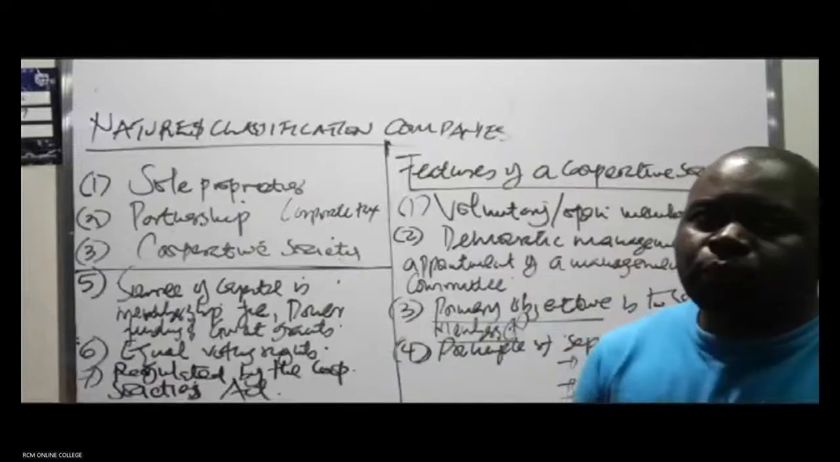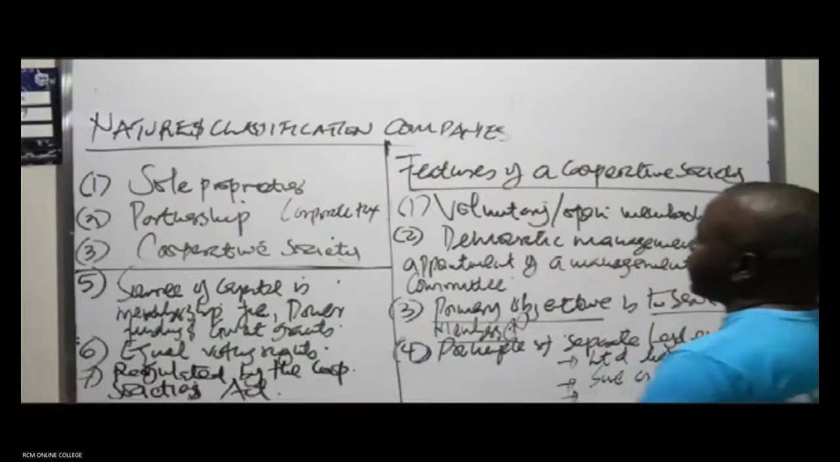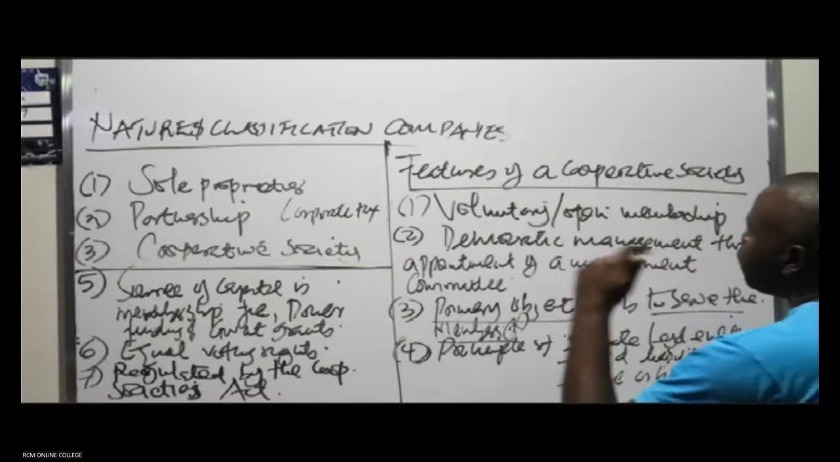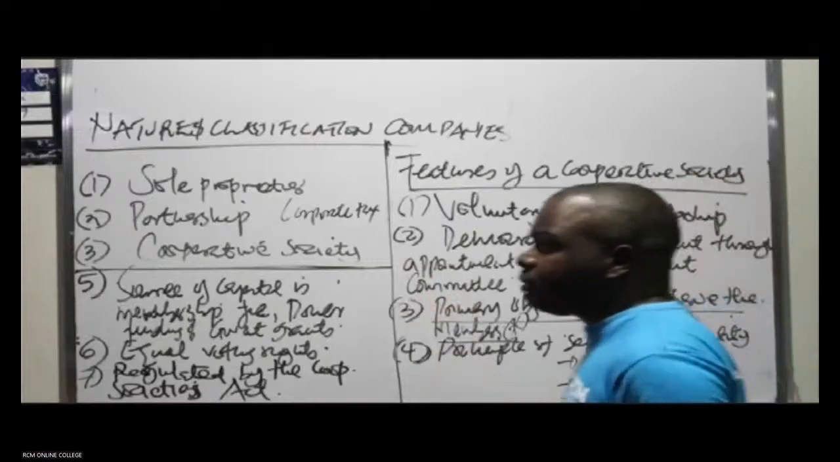So that's what we call a cooperative society. Therefore, if you look at these features we've just mentioned here, you will easily be able to identify some differences when you compare with a company. For example, you're the ones who gave me these points: voluntary and open membership. It's voluntary, and it's open membership.